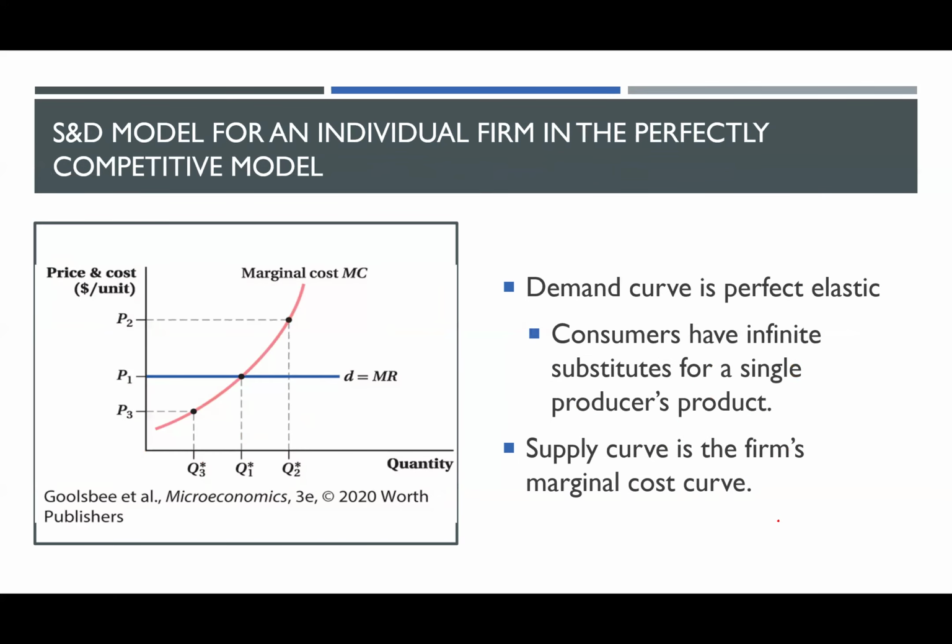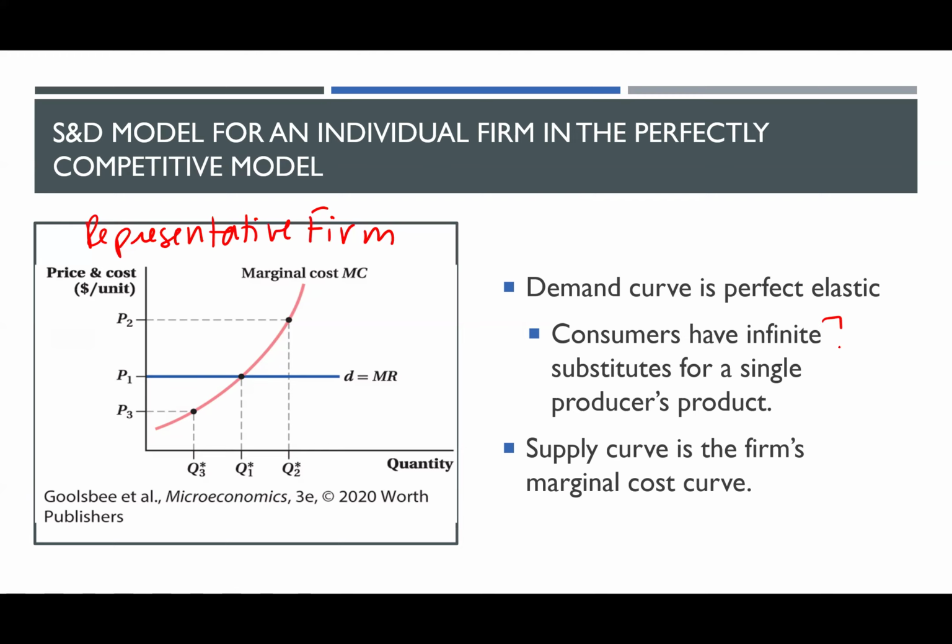Putting it all together, we get the representative firm graph for our perfectly competitive model. I can write that here for you: representative firm. The reason we call it that is because we assume that all of our firms in a perfectly competitive market are identical, so we can represent them all with a single one. That's why we call it the representative firm, because it's the single firm that's standing in for the rest.